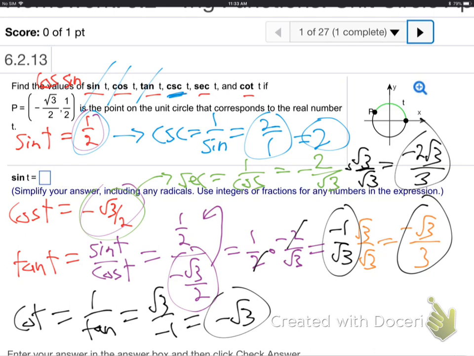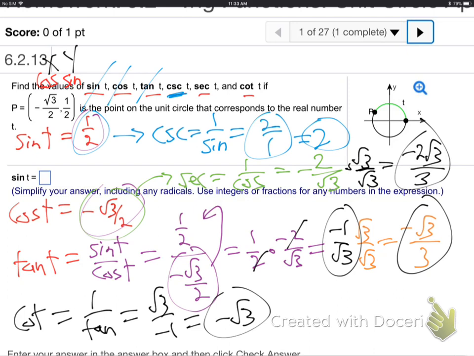How are we doing? You digesting all that? Is that making sense? I'll give you a second. Any questions I can answer? We good? So cosine is the x, sine is the y, and then all the other 4 come from sine and cosine.